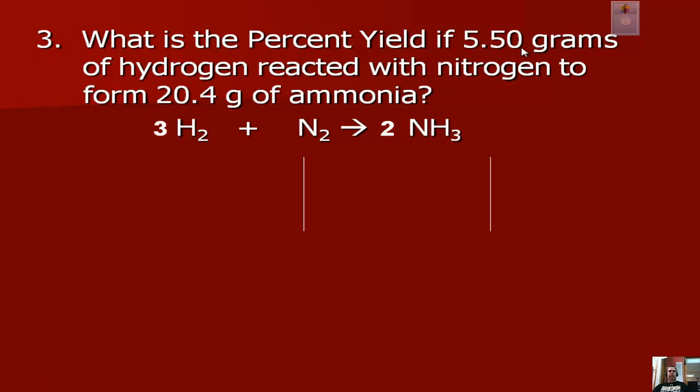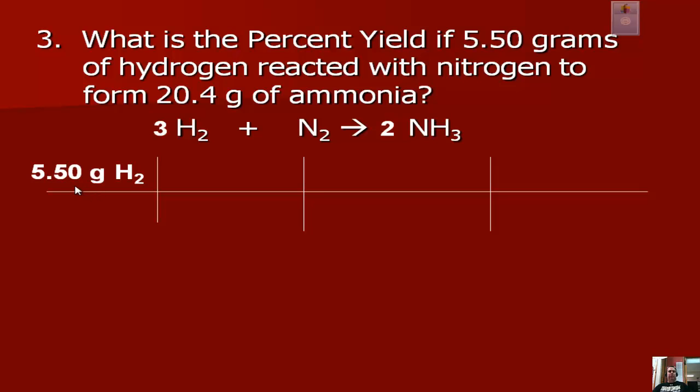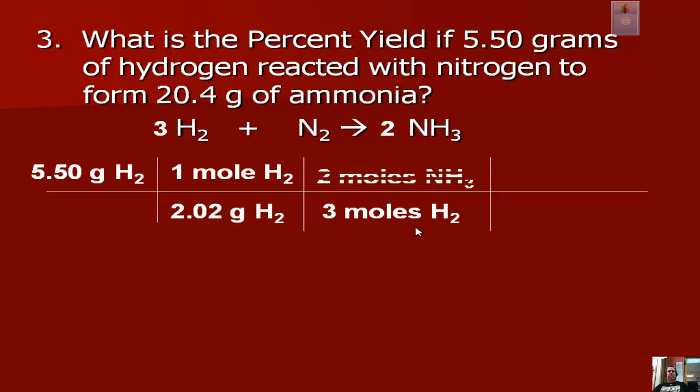So, just like you've been doing, we have to balance our chemical equation. We're going to start off with our given here, 5.5 grams of hydrogen. We're going to go ahead and convert that to moles, and as we convert that to moles, we're just dividing it by the molar mass of H2. Our next step is going to be your mole to mole ratio. 3 moles of H2, 2 moles of NH3. But because this is grams right here, my last step is I have to go to grams. So 17.04 grams of NH3 is 1 mole of NH3.